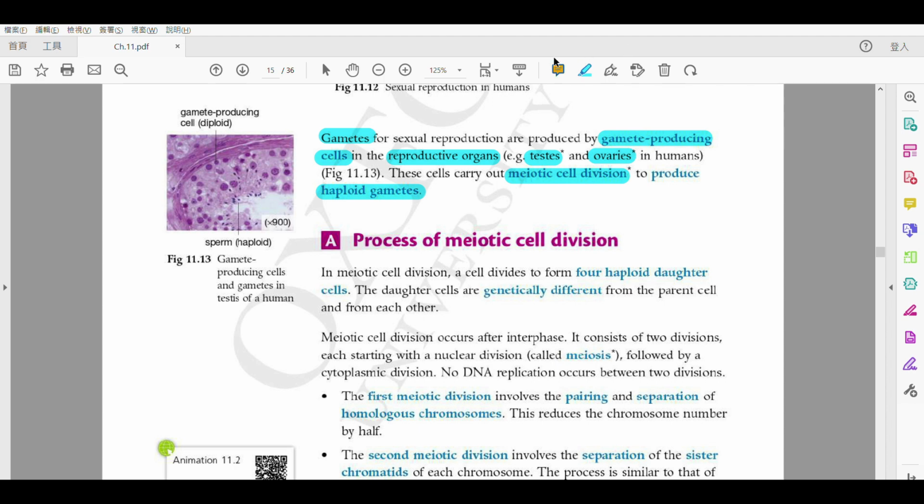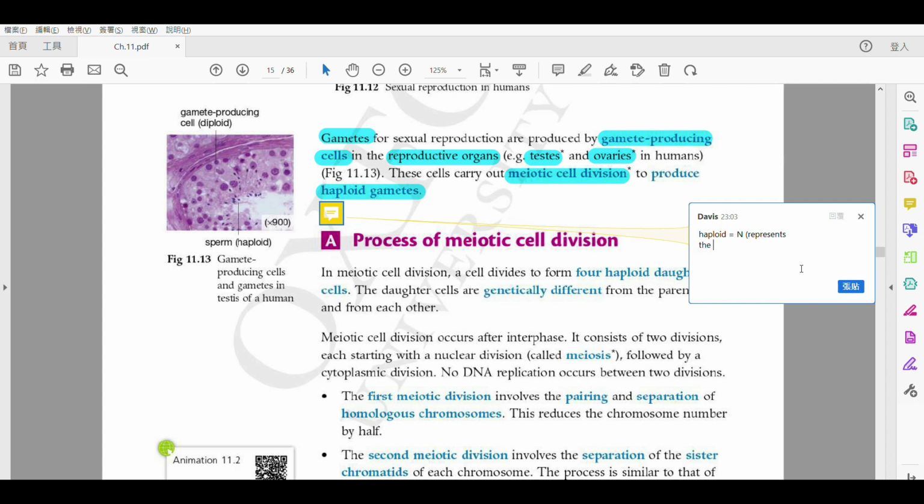At this point, I also would like to teach you one more concept. When we say haploid, usually we use a capital letter N. Remember, this N, what does it represent? 佢代表啲乜嘢啊？ What does it represent? 代表乜嘢咧？ It represents sets of chromosomes.